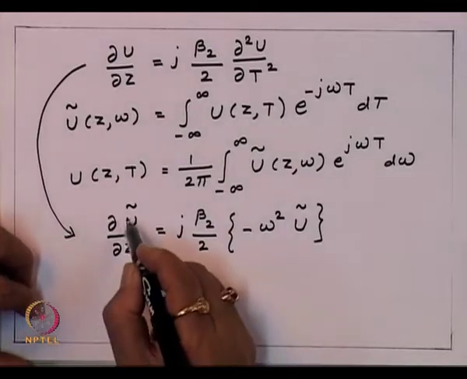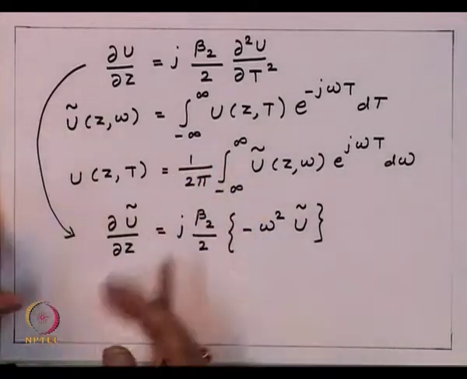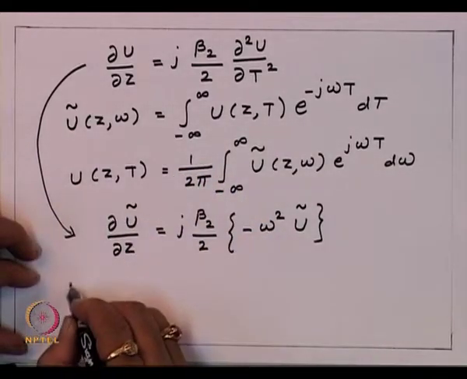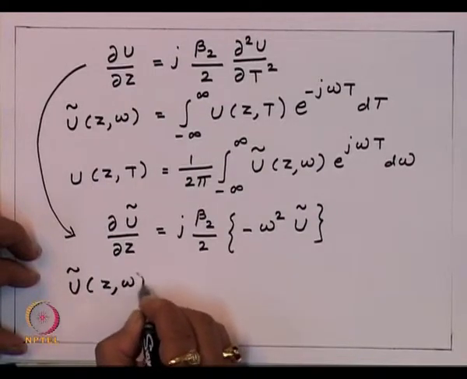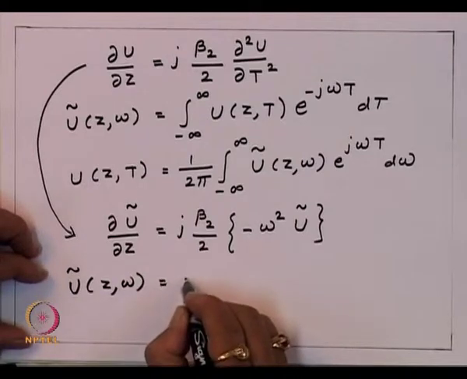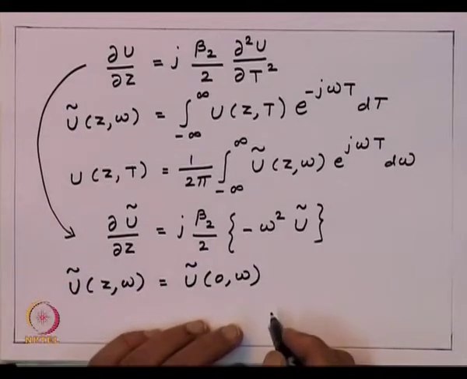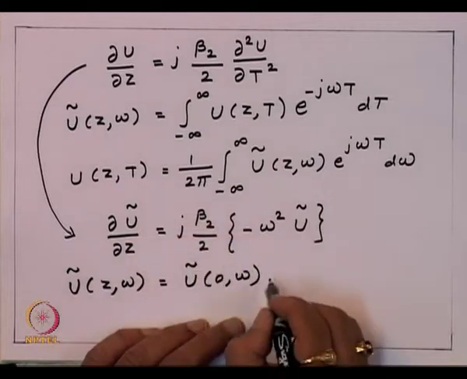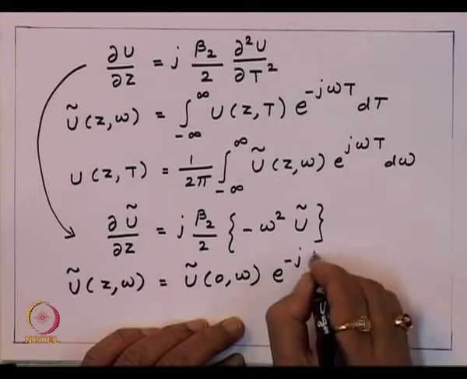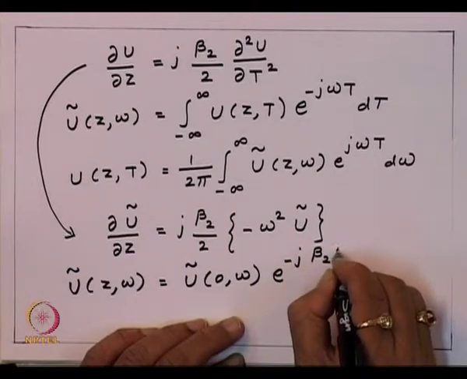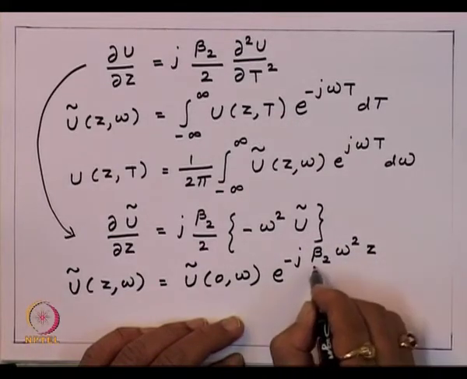So, now if you know the pulse in the Fourier domain, the spectrum of the pulse at distance z equal to 0, then the u tilde at any location z can be written as u tilde(0, omega) at z equal to 0 times the phase function, which is just coming because of this: e to the power minus j beta 2 omega square z upon 2.